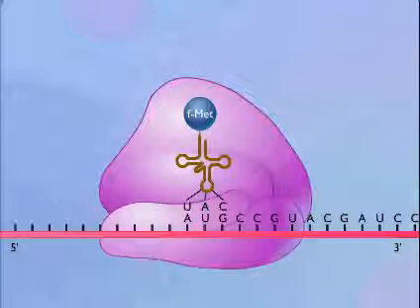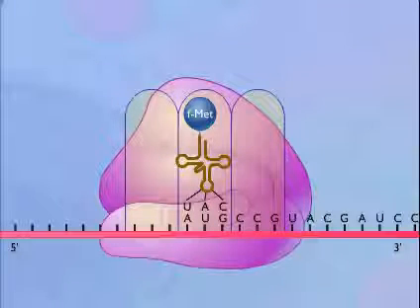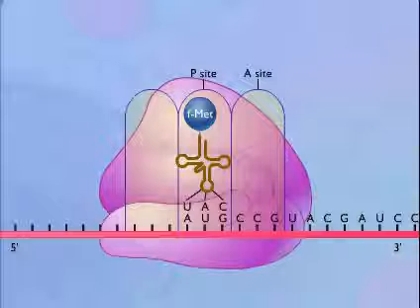The 70S ribosome has two sites to which transfer RNA-carrying amino acids can bind. One is called the peptidyl, or P site, and the other is called the acceptor, or A site. There is also a third site called the exit, or E site, where transfer RNAs are released.